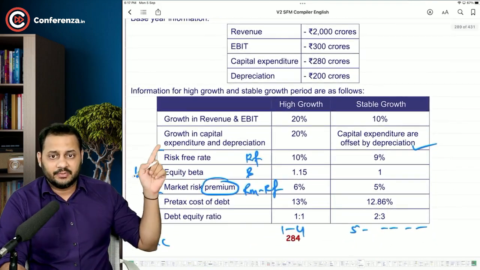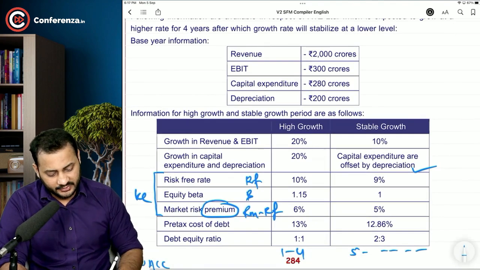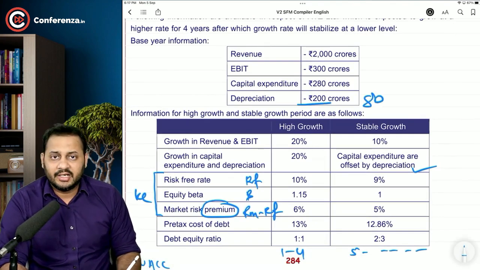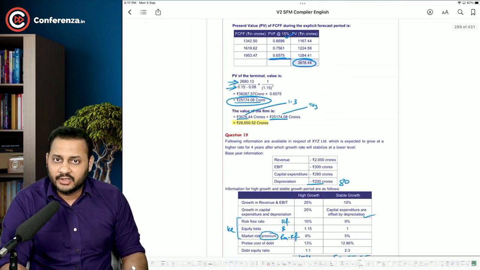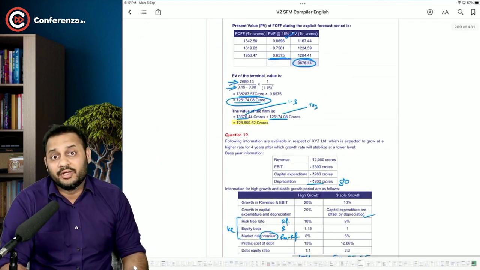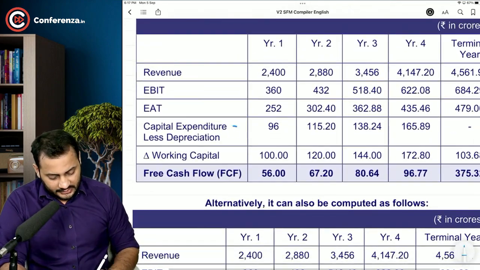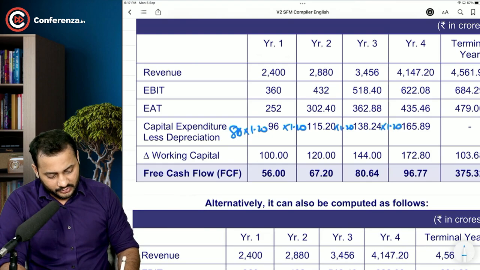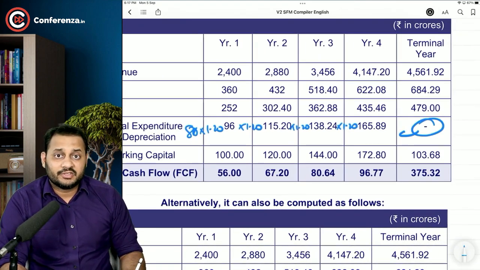So capital expenditure net of depreciation is increasing at 20%. So if you calculate the capital expenditure net of depreciation, it is 80 at time 0. So start increasing that by 20% and you will get the values for the first 4 years only. So it is like 80 into 1.20 into 1.20 into 1.20 into 1.20. That's it. It is 0 at the end. See, it is offset by the depreciation, and that's why 0.